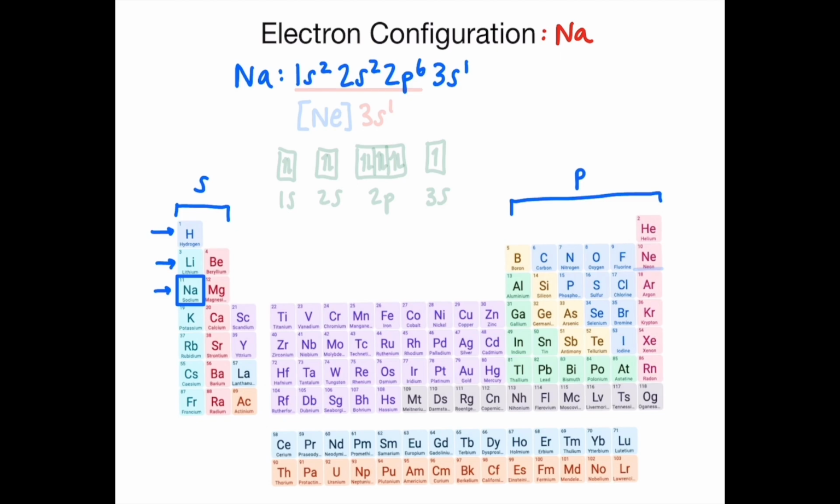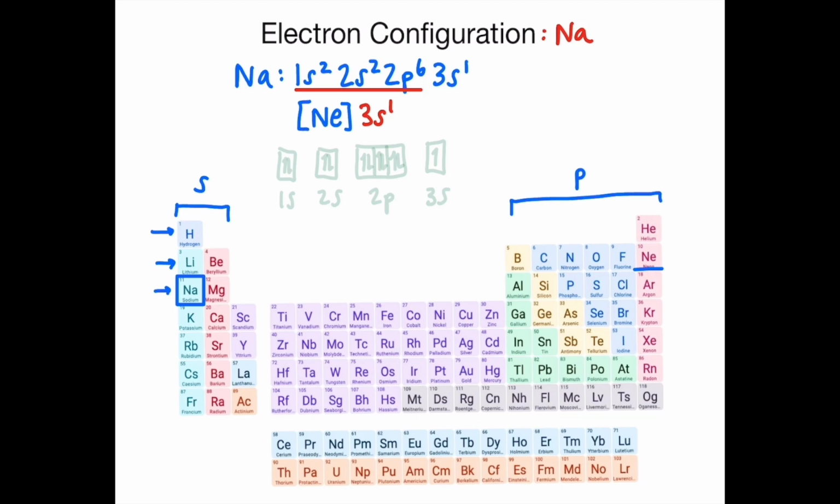Now, sometimes you're asked to write the noble gas configuration. And so this means you're condensing the form using the most recent, or the previous, noble gas. So in our case, that would be neon. So we'd have neon in brackets, and then that gets rid of most of it. I'll underline what we don't need to write now. And then we just have to write 3s1. And that gives us our noble gas configuration for sodium.